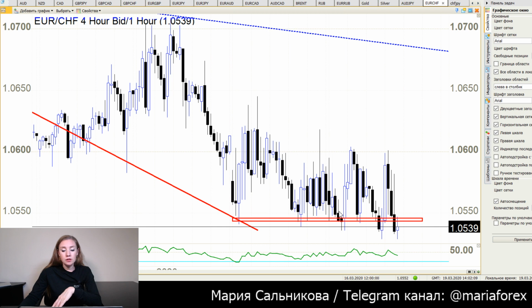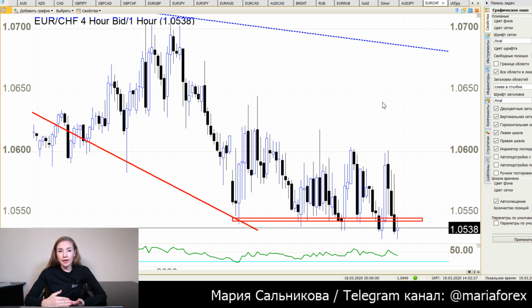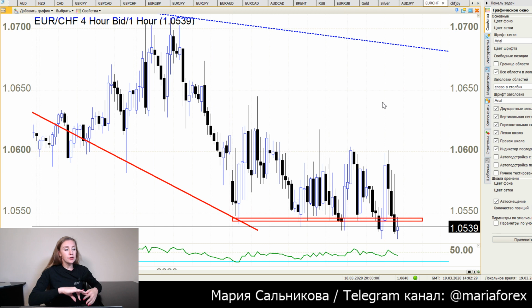The price is going down, down again, and here is a shadow on the bottom part, and after that it goes up really fast. Second time, the price is trying to go down under 1.0550, and after that it goes up again. This is like a fake breakdown. So the price is trying to give you wrong information.